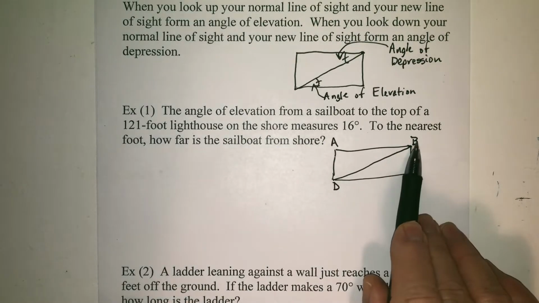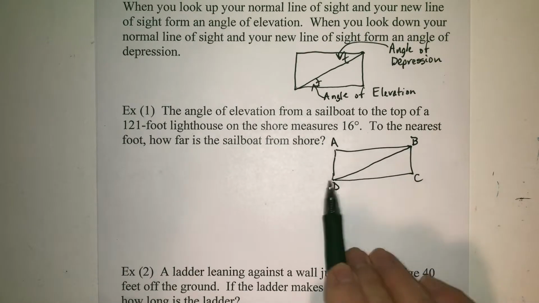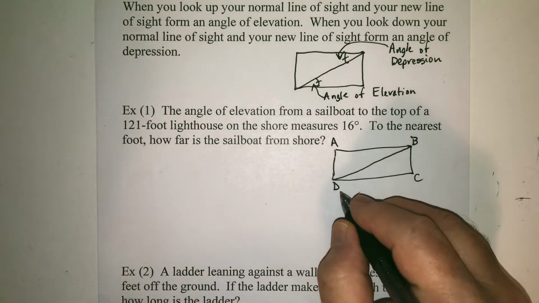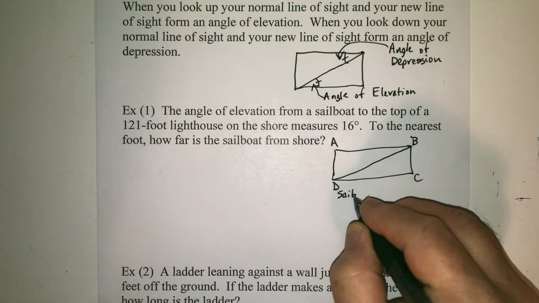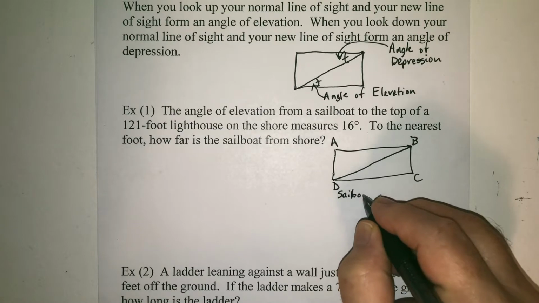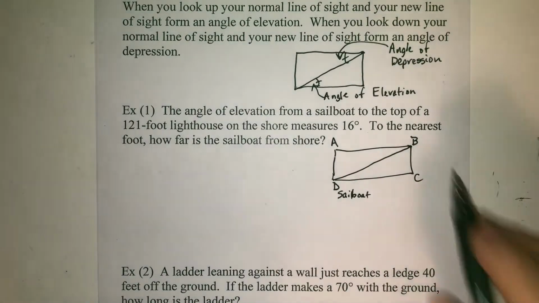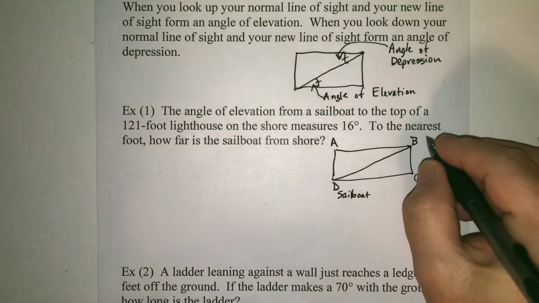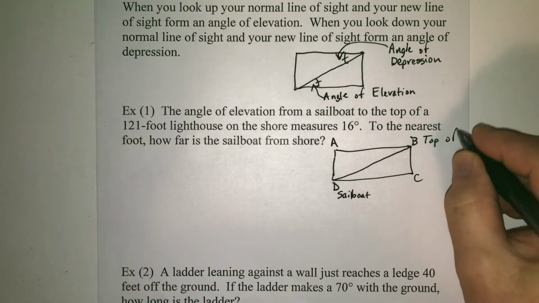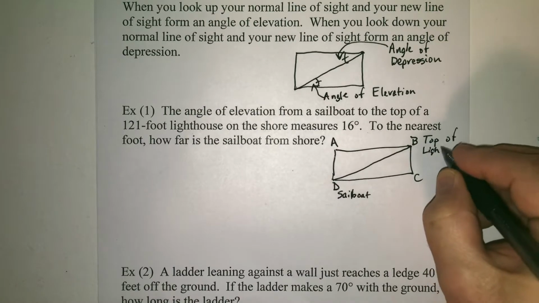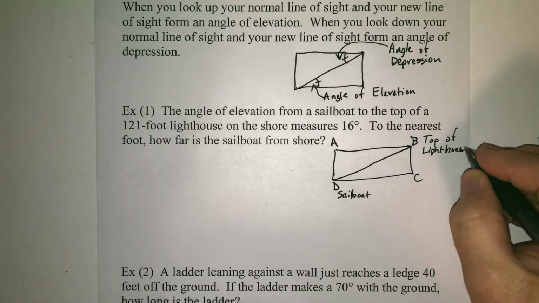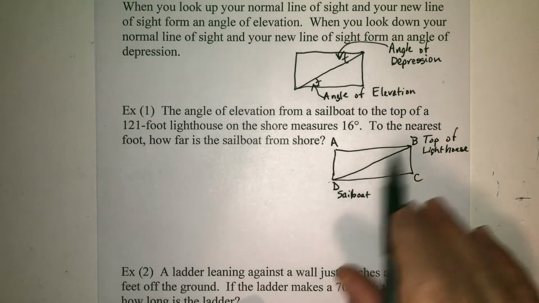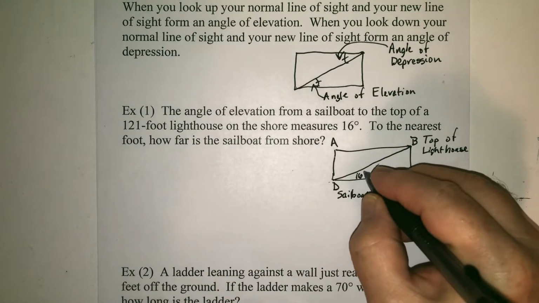If we're in a boat, we would probably be down at point D. We wouldn't be looking downward from point B. We'd be down where D is. So point D would be the sailboat. And point B would be the top of the lighthouse. And the angle of elevation is angle CDB, and it's 16 degrees.